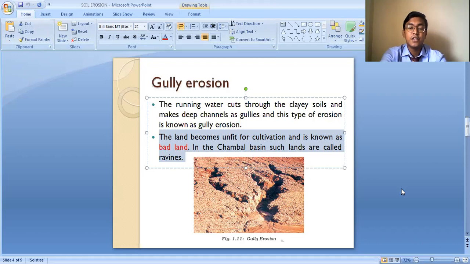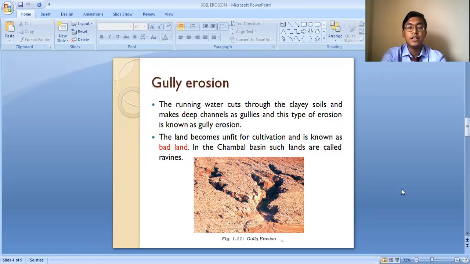Such gullies which are formed by running water are known as ravines. So this is gully erosion. We can even see gully erosion during the rainy season in our part also. Along the side of the road or in the agricultural fields, the water makes small channels and passes through them, and the topmost layer of the soil gets washed away through these small channels.